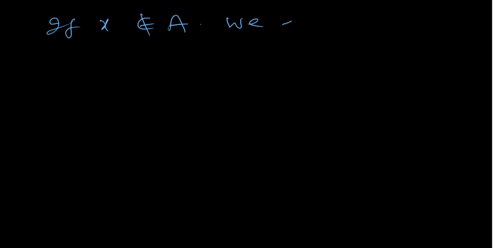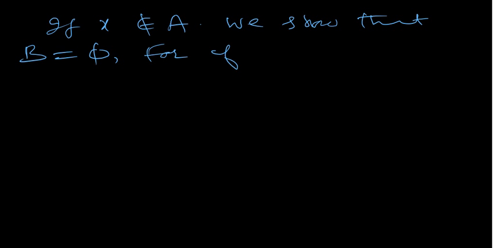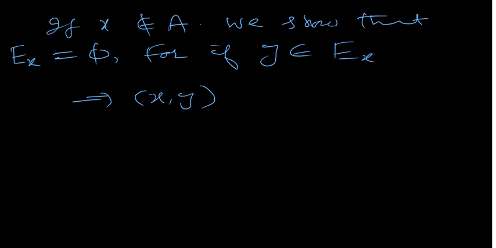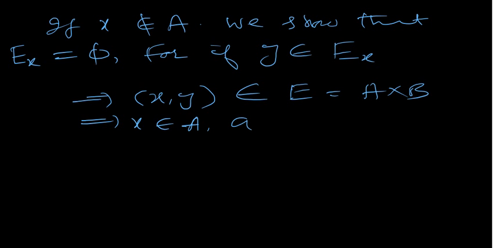We show that B is empty. Sorry, we have to show that E x is empty, not the set B. For if y is in E x, then by definition x comma y belongs to E, which is equal to A cross B, which implies x is in A, a contradiction, because x is not in A.